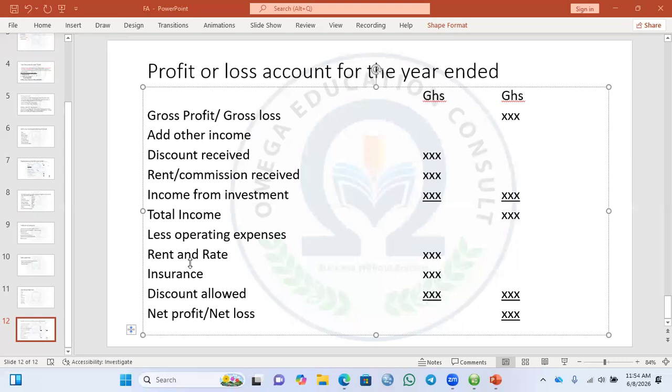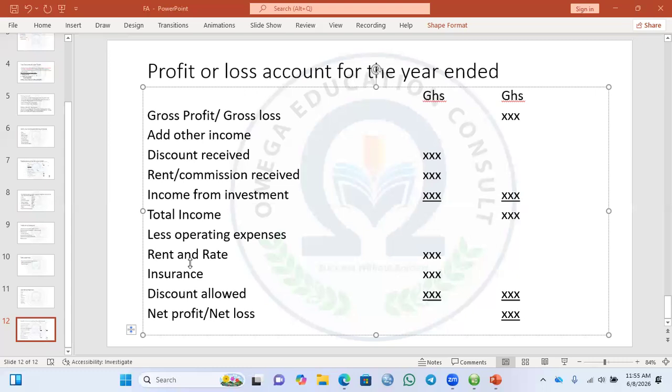And then you term that as side hustle. So if you are preparing a profit or loss account for this person, you pick the profit from his main hustle, which is the gross profit or gross loss. And then you add the side hustle income. That'll give you the total income.